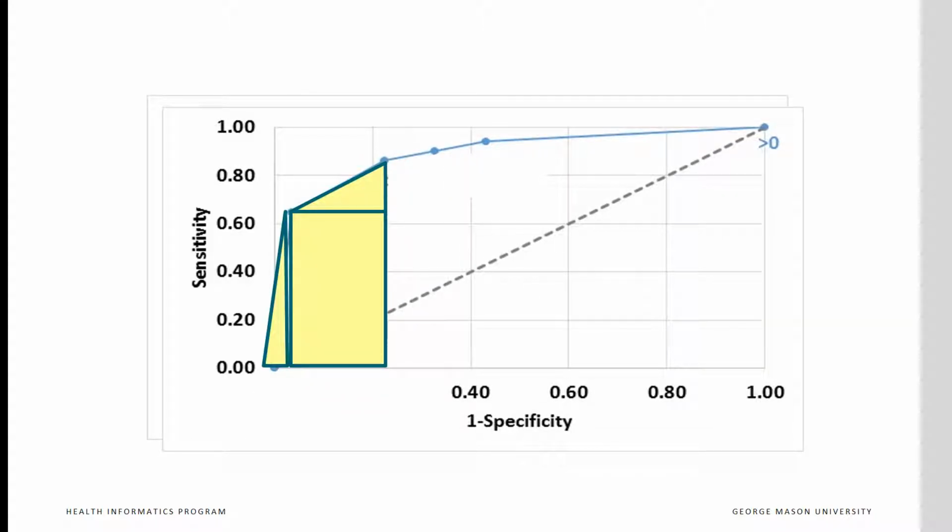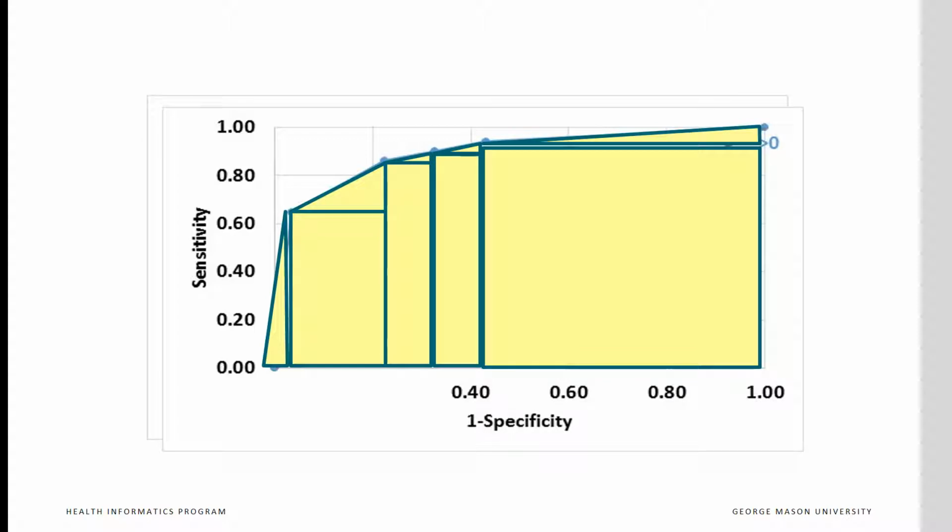We approximate the curve as a series of adjacent trapezoids. The top of the trapezoids approximates the curve line. The area under the curve is the sum of the areas of the trapezoids.